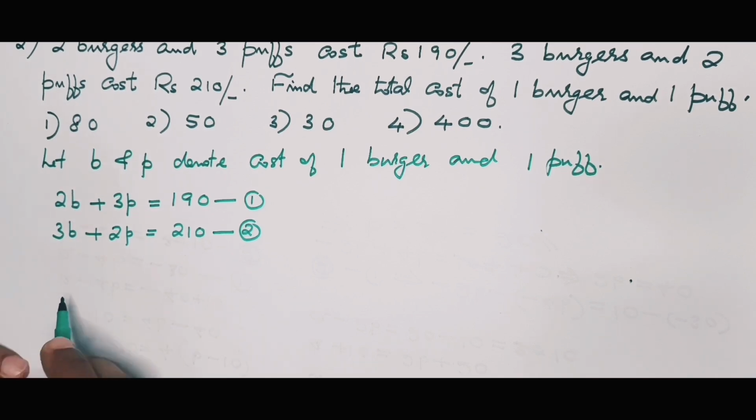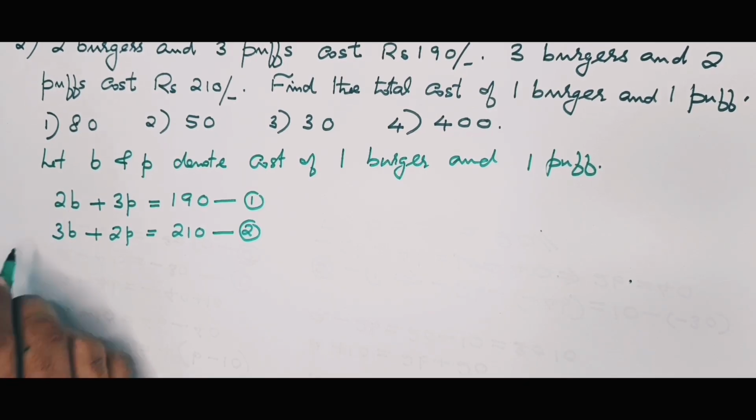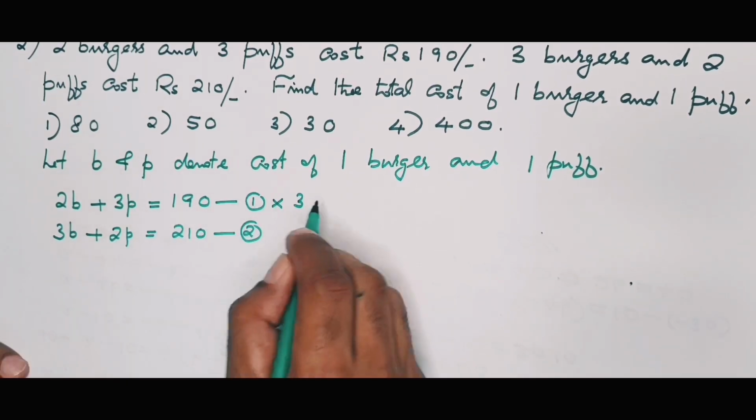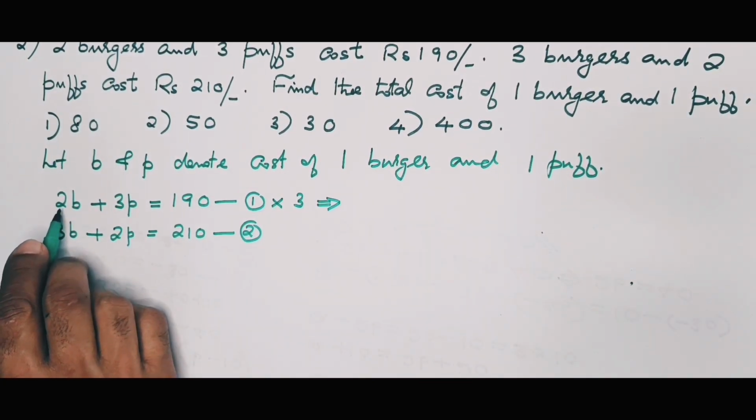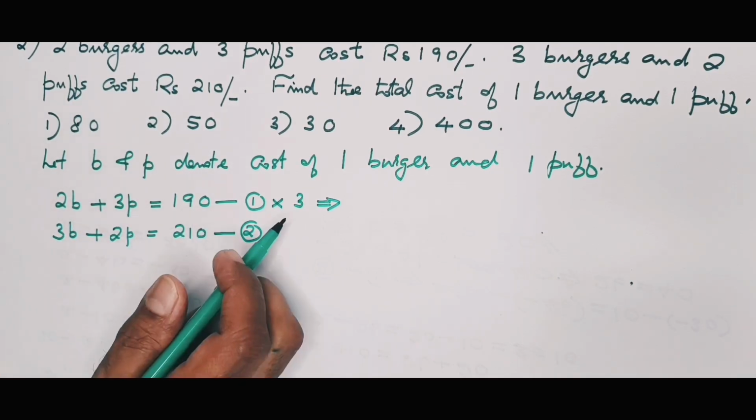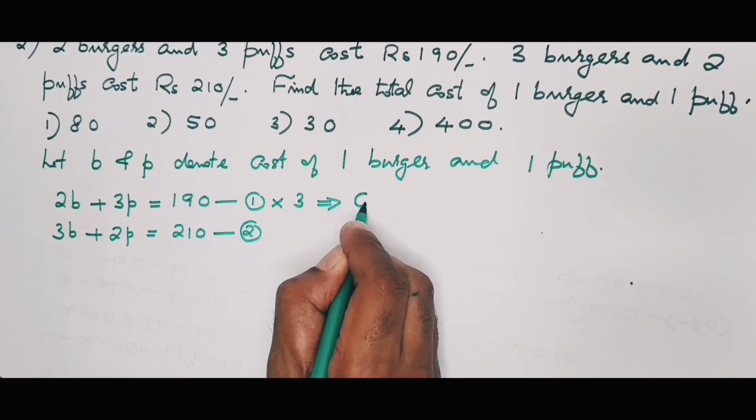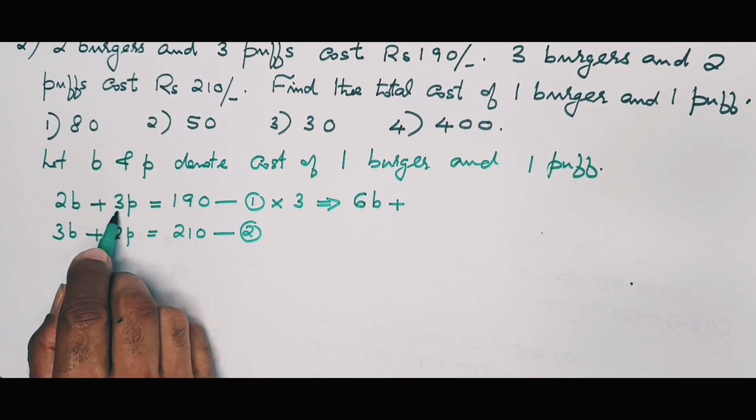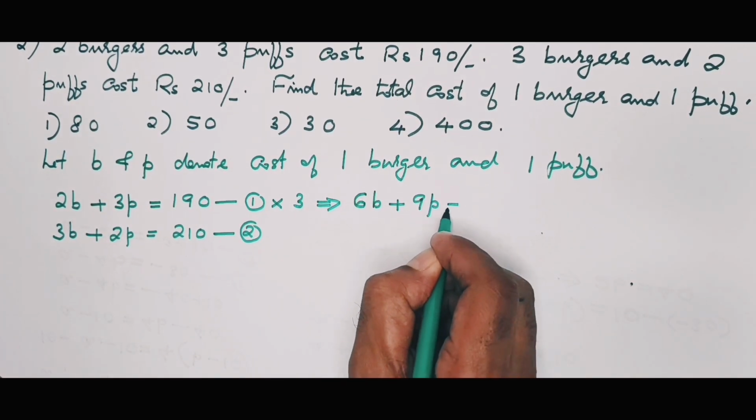So what do we do? We will make the coefficient of B the same. Here it is 2, here it is 3. For that, let me multiply the first equation by 3. You need to multiply each and every term on the left as well as on the right by this number 3. So on the left you get 3 multiplied by 2B, 6B. Again 3P multiplied by 3, which is 9P.